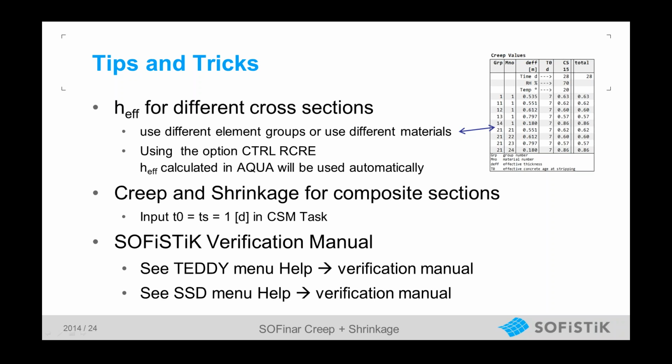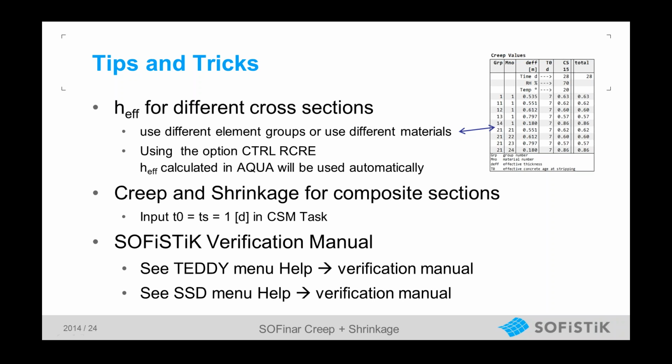And the last tip I want to give you is creep and shrinkage for composite sections. As I mentioned before, the input is T0 equals TS. For example, you start with 1 day because immediately after the concrete is poured on your steel structure, it starts shrinking and then you have stresses and forces inside your structure and you want to take care about that.